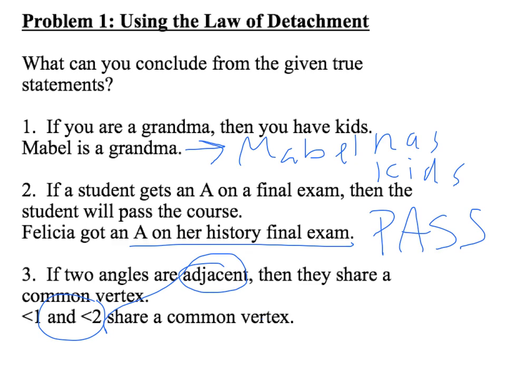Remember, the conditional statement is: if two angles are adjacent, then they share a common vertex. If that's true, and we know that the P is true, no matter what, the Q is always going to be true. Get used to me saying P's and Q's.